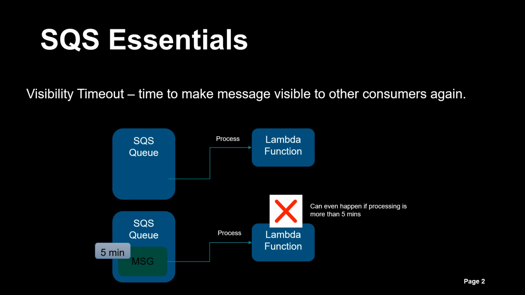Now while this can happen in case of any failure in the Lambda function, this can also happen when your Lambda function takes more than 5 minutes, which means that your Lambda function started processing, it takes more than 5 minutes. After 5 minutes your message will become visible again, and then it will get redistributed to another Lambda function, which would end up in duplicate processing, right? So a general principle is keep your visibility timeout always greater than the expected Lambda function processing time, right?